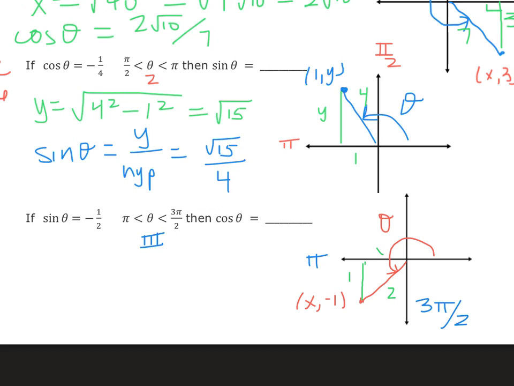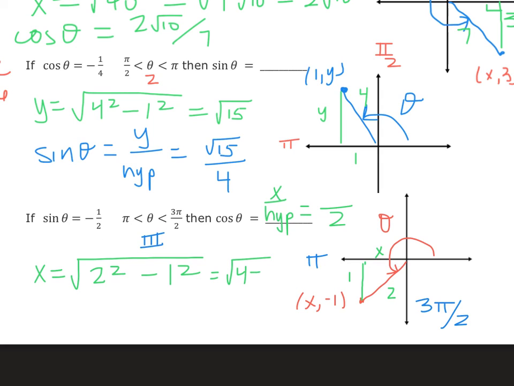What we don't know is this side has length of x, and that's what we need to find to be able to find the cosine, which is going to be x over that hypotenuse, which we know is 2. So we just need to solve for x. Using the Pythagorean theorem, x is the square root of hypotenuse squared minus that y value squared. So the square root of 4 minus 1, so x is equal to the square root of 3.